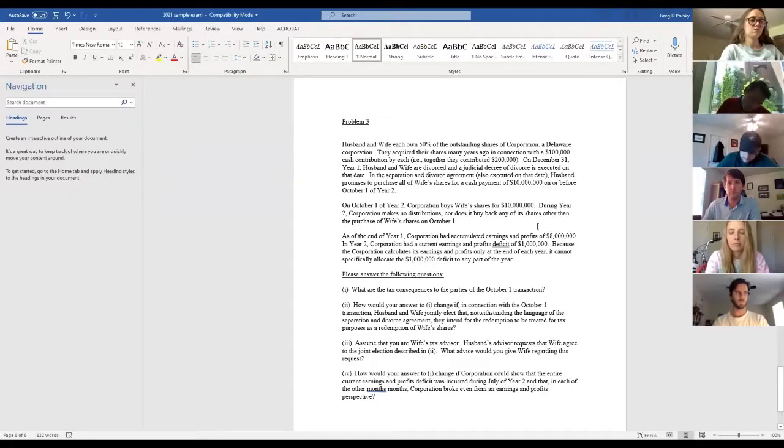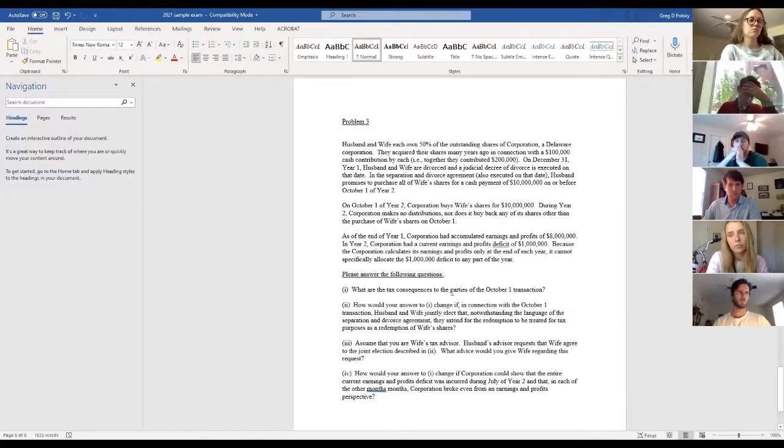And in the year of the purported redemption, we have 8 million of accumulated earnings and profits up to the end of the prior year, and then we have $1 million deficit the current year. And the purported redemption occurs on October 1, which is 3/4 of the way through the year. So the beginning of quarter 4 is when this happens.